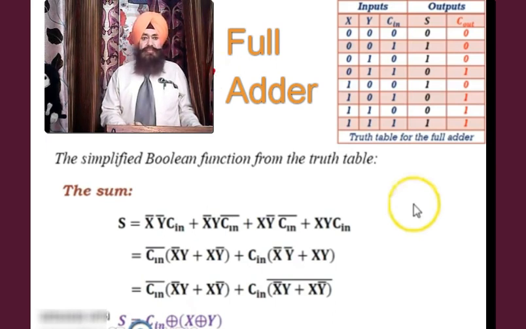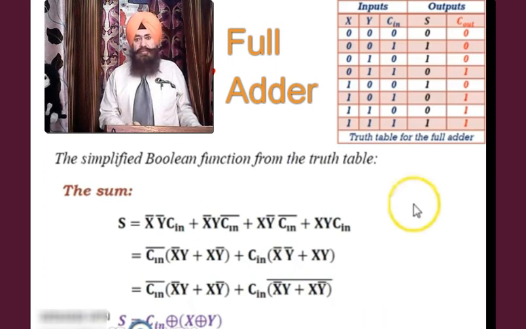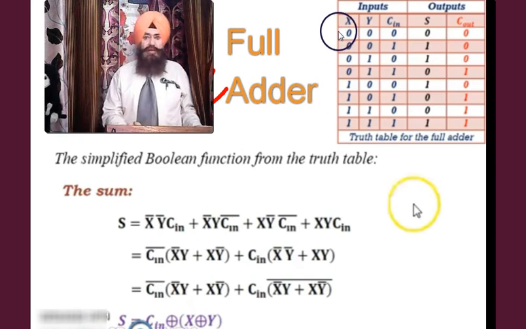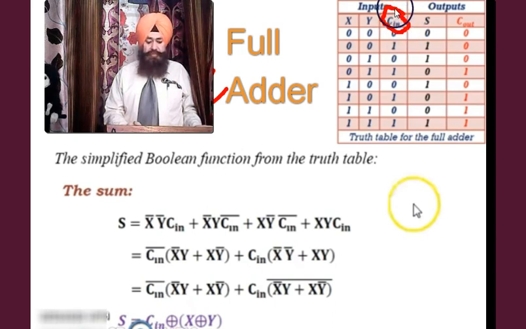Now coming to the full adder Boolean equation. For the full adder, we have three columns: X, Y, and C in. C in means the carry from the previous stage. The carry from the previous stage also becomes an input for the new addition. So this also becomes an input.